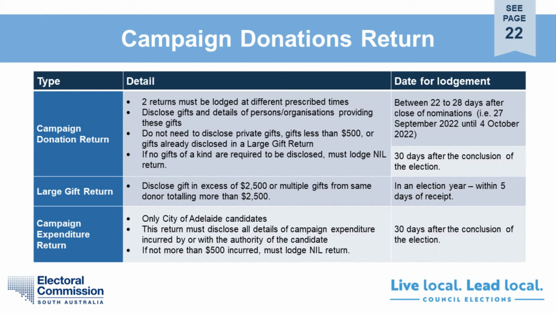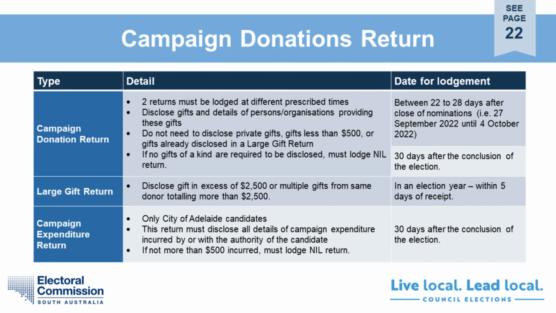Even if you aren't given any gifts, you must submit a nil return. There are 2 returns to be made, one after the close of nominations and the second after the conclusion of the election. A large gift return. This is an extra return where you must provide details of any gift larger than $2,500. This includes multiple gifts from the same donor that together exceed this amount. In an election year, you must send in this return within 5 days of receiving the gift.